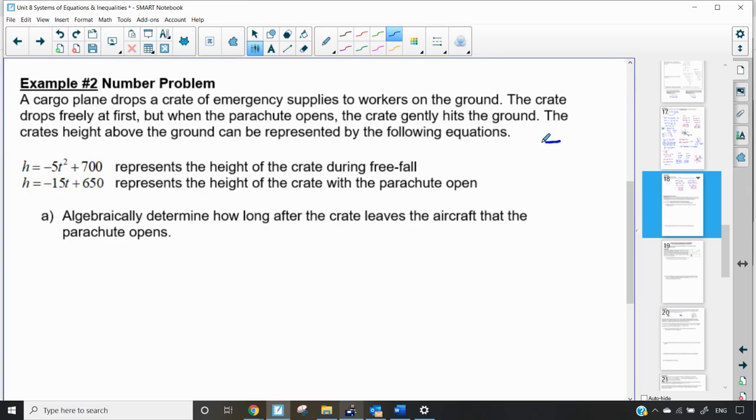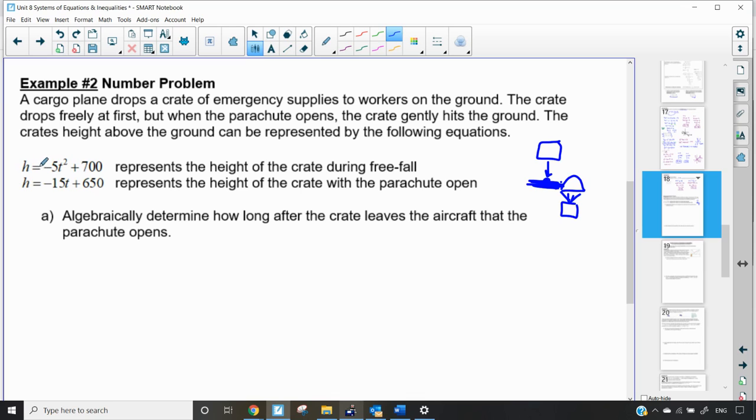Now, when you think about that, we've got this crate that's coming down. It's going to hit a certain point, and at that exact point, the parachute's going to open. And once we have that parachute, the crate will continue to fall. But at that exact point where the parachute opens, the crate and the parachute opening are at the same height. So we're asked to algebraically determine how long after the crate leaves the aircraft that the parachute opens. Well, I just said that the heights are the same, so we're literally just setting these two equations equal to each other.